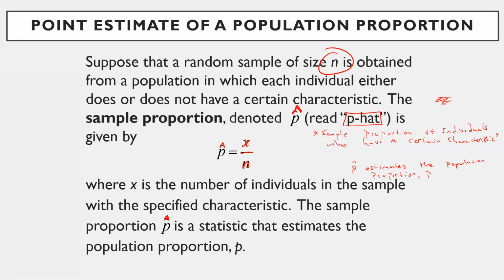The population proportion is just given as p. So when you see p with the hat over it, it's the sample proportion. When you see p just by itself, that's going to represent the population proportion. Now let me go to the next slide and show you an example of this.